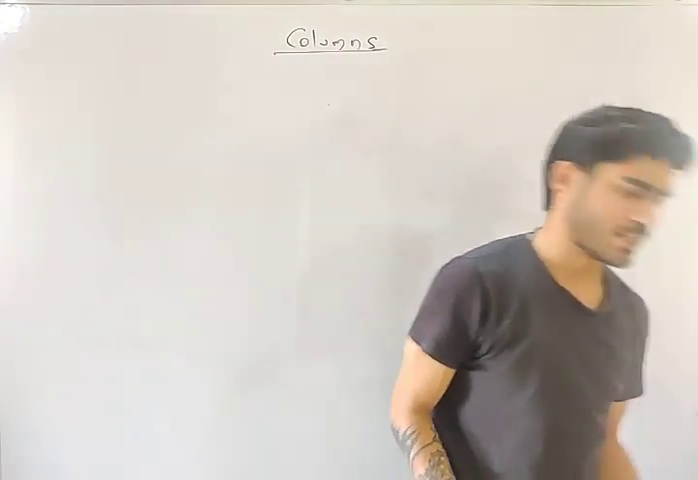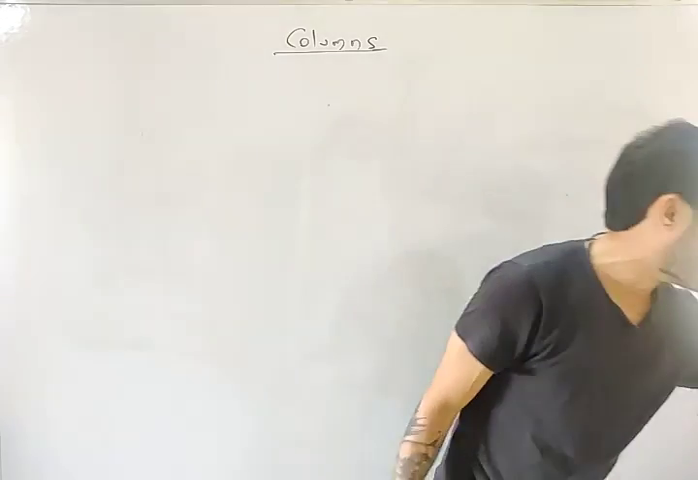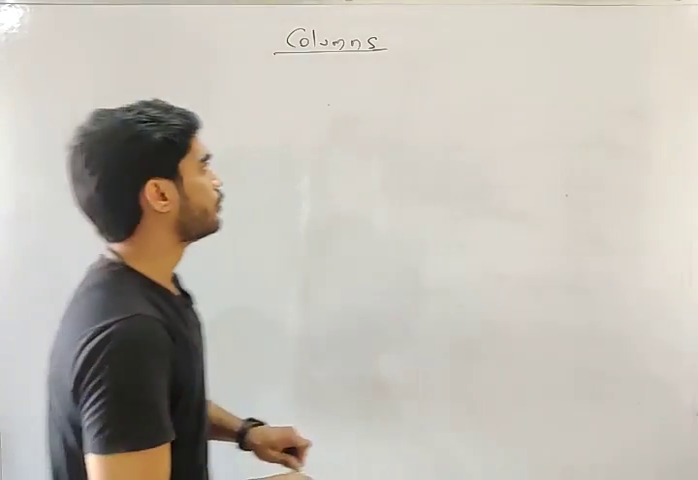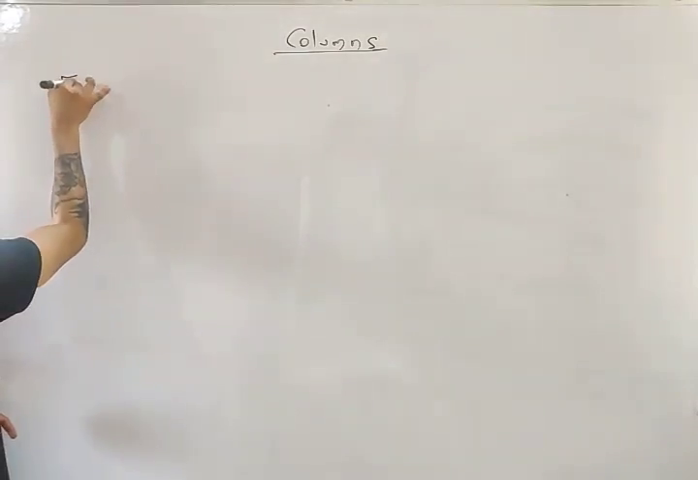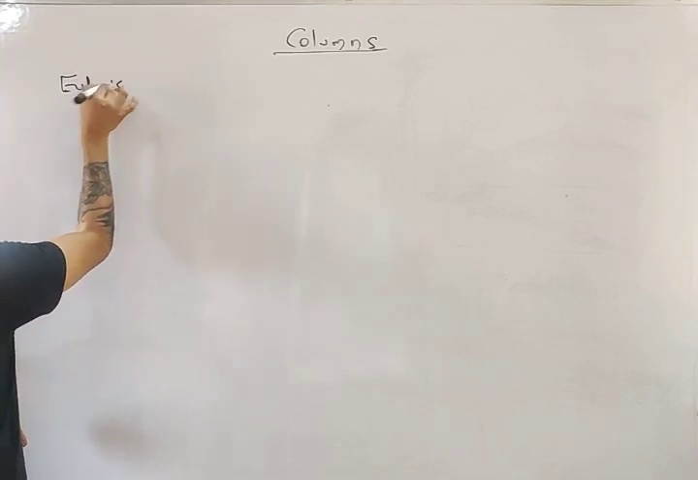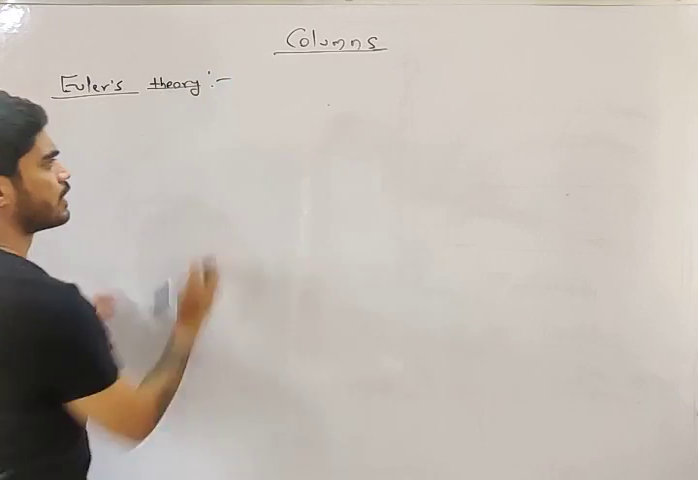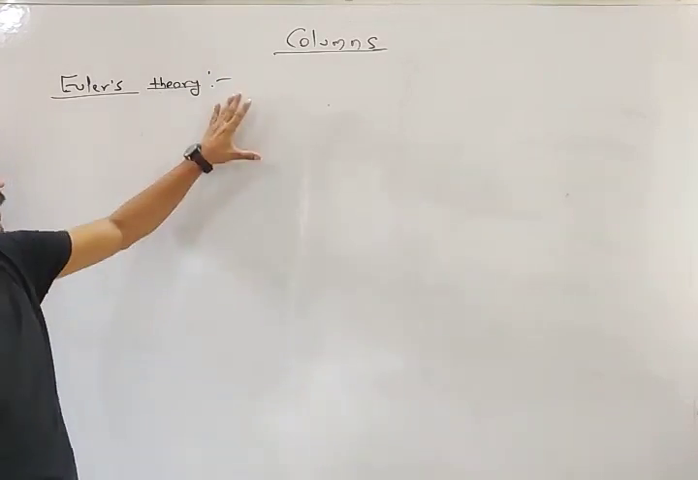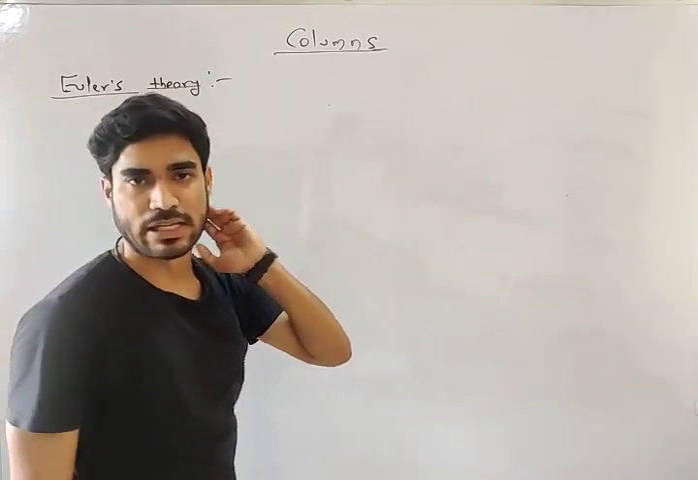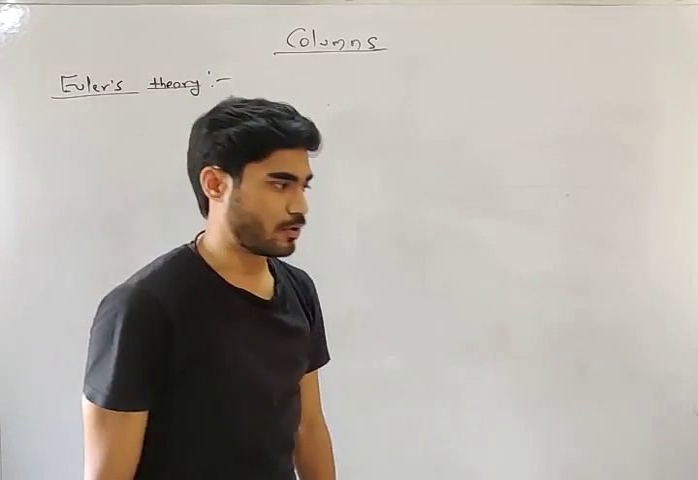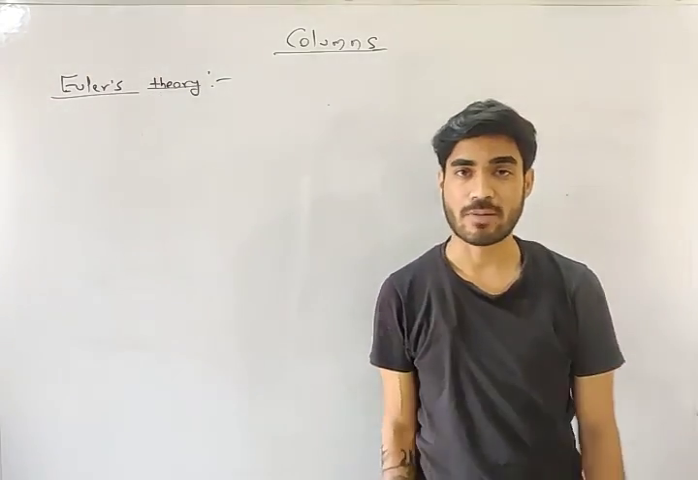But in our syllabus, we only need to study one theory, which is known as Euler's theory, okay? In order to calculate the critical load of buckling, we will apply Euler's theory. So what is Euler's theory, my friend?